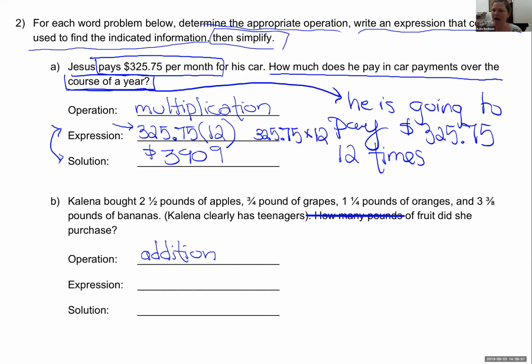So if you have a bunch of things that you want to put together, in this case, it has to be the same kinds of things. And so when he said how many pounds, the important part to me was that it was of the fruit. If I talk about the fruit, I'm talking about all those things together. Addition. Then give me the expression that I could write out in order to solve this. 2 1/2 plus 3/4 plus 1 1/4 plus 3 3/8.